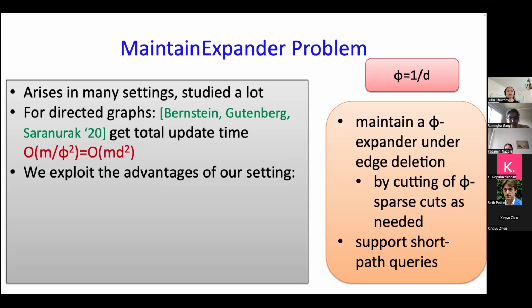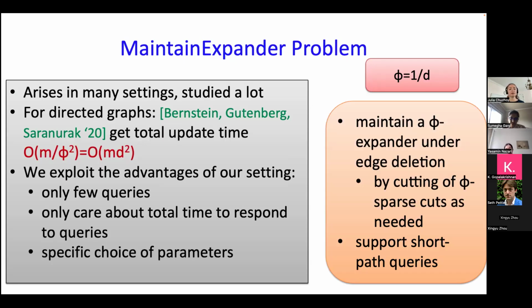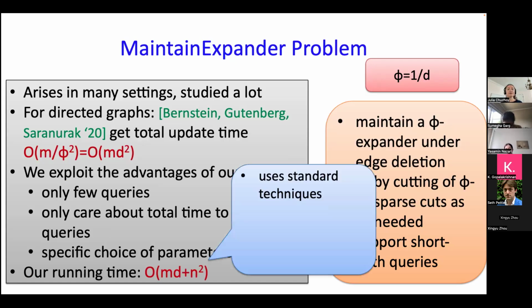So again, what we do in our SODA paper, we exploit all the advantages of our settings, and we also choose some parameters really carefully so that in the end, we get an algorithm whose running time is m D plus n squared. So I just want to mention, first of all, this algorithm uses completely standard techniques, like cut matching game and Even-Shiloach trees. And even because we are willing to afford here n squared running time, we simplify some of these techniques and get really elementary algorithms for some of them.